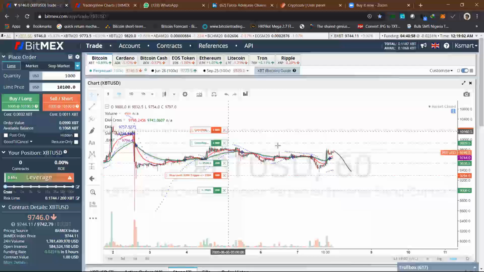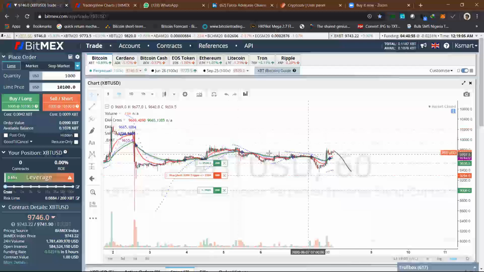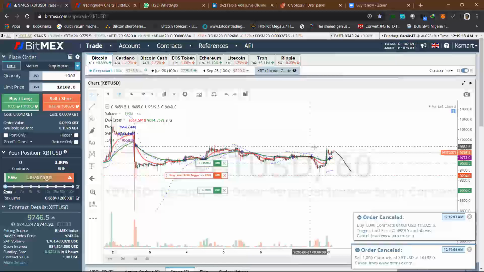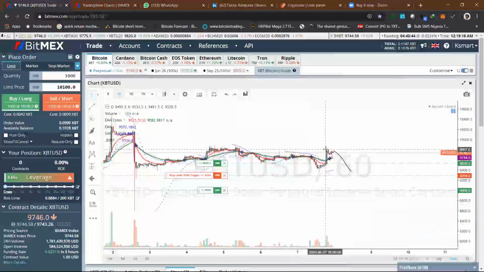What I'm saying is, right now, Bitcoin is consolidating. The fight is between the bears and the bulls right now. I'm not even doing much analysis, but I'm waiting for the breakout, either to the upside or to the downside. Upside means the bulls are winning and the price is going up. Downside means the bears are winning, that is, the price is going down.